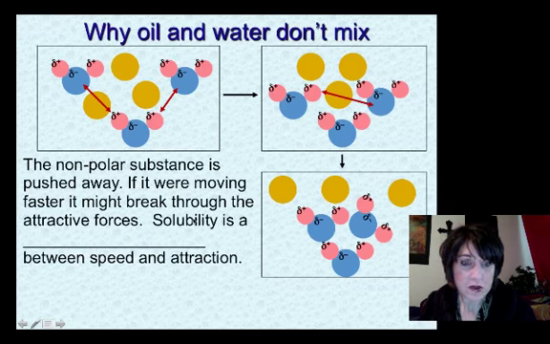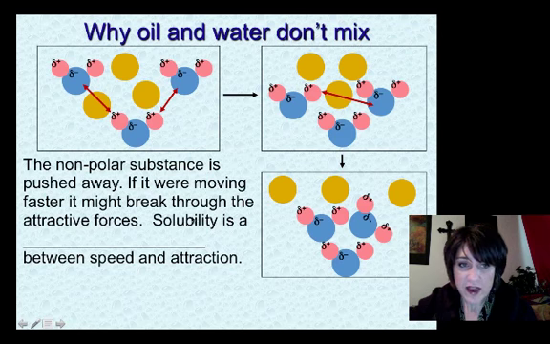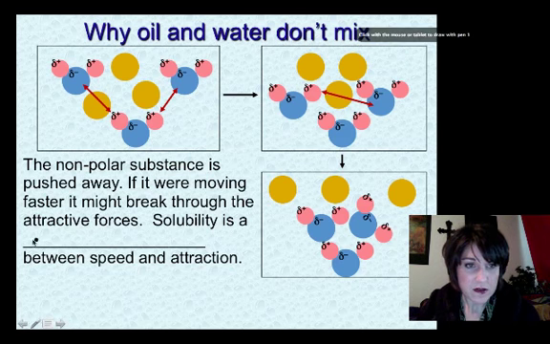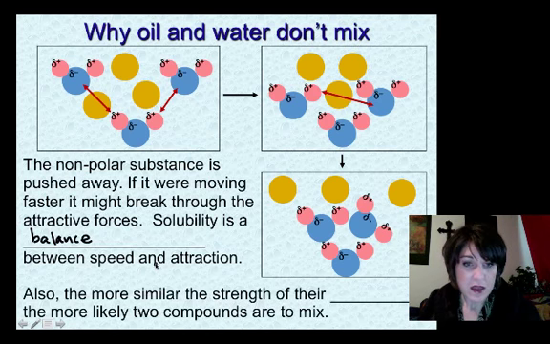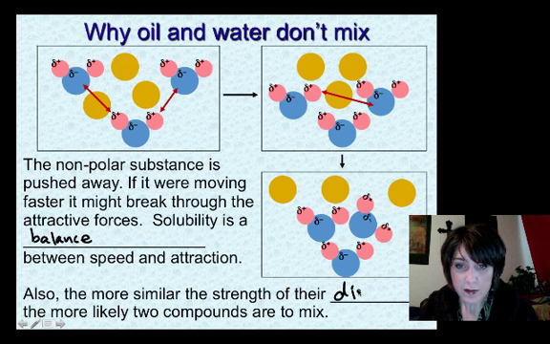You see, the nonpolar substance got pushed away, and if it were moving faster, it might even break through the attractive forces. So solubility is really a balance between speed and attraction. Things that are moving faster can't be held by that attractive force quite so well. And the more similar the strengths of their dipoles, the more likely two compounds are to mix.